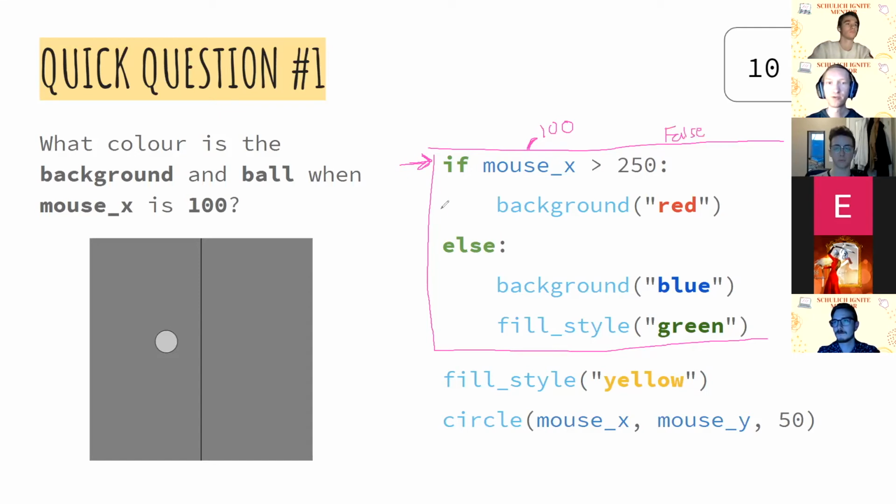That means that we're not going to be running this code here. We're instead going down to our else case, and we're going to be running these two pieces of code. So we go in here, we set the background to be blue, as expected. Then we go to the next line, so we set the fill style to green. But after that, we still jump out of this whole if statement and continue running this code here. And so the fill style yellow is going to be run as well. That's going to override the value that we had before, and so it is going to be yellow instead of green.